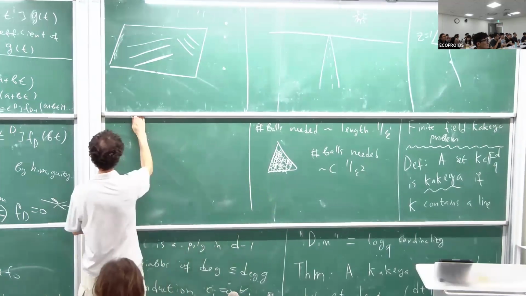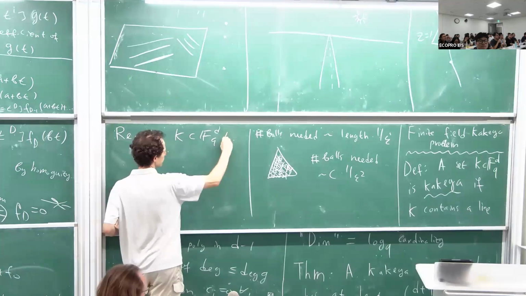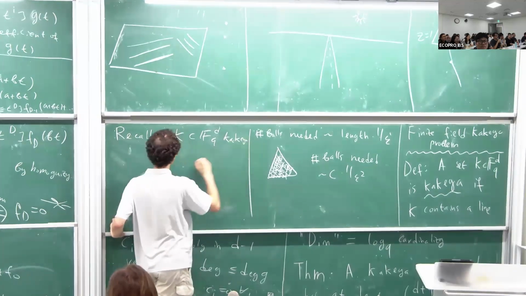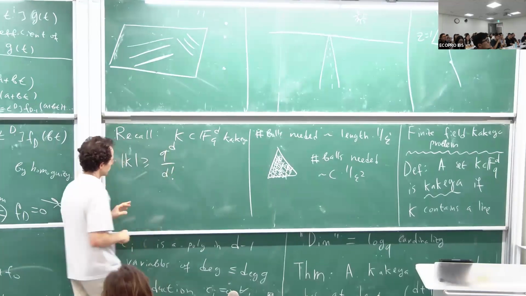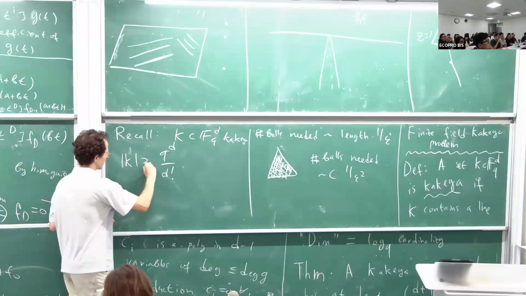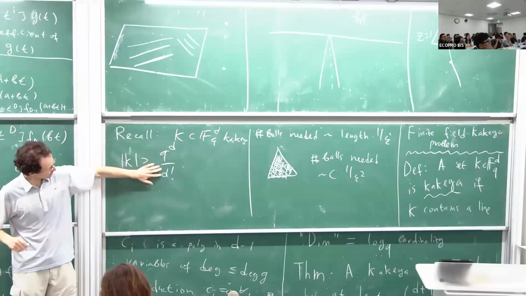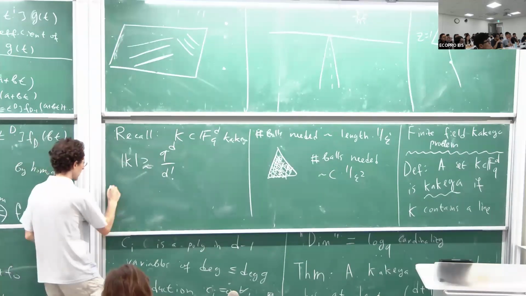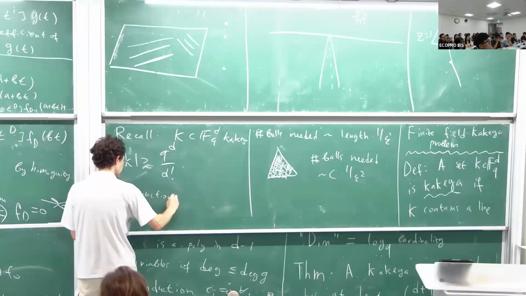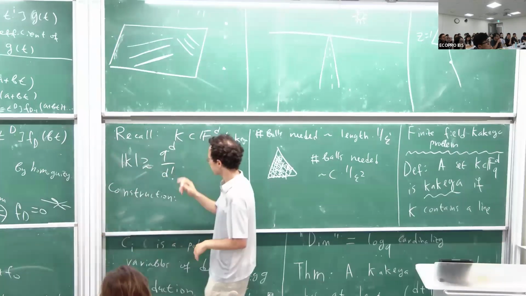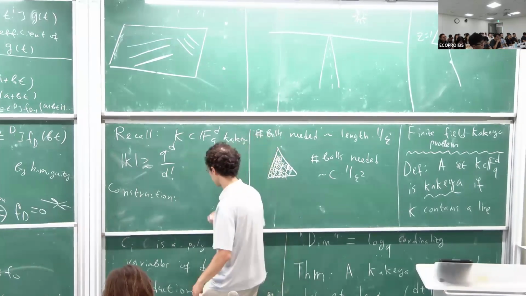Okay, so recall what we just showed. We showed that if K is a Kakeya set, then the size of it, roughly speaking, I will ignore lower order terms, has measure at least 1 over d factorial. And let me show you a construction of a Kakeya set of size which is not quite as small as this, but reasonably small.